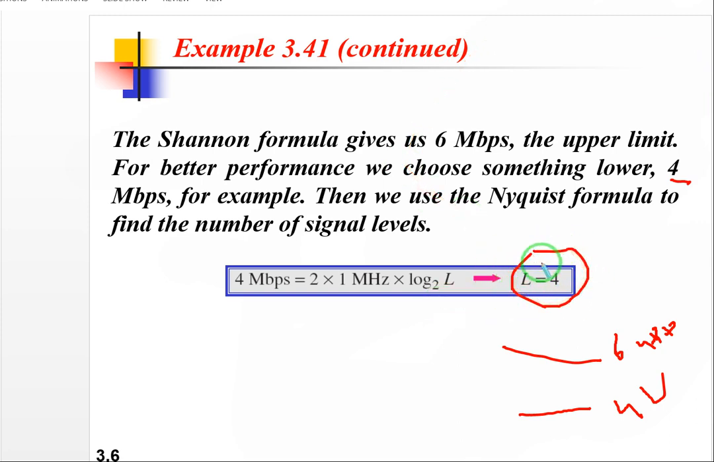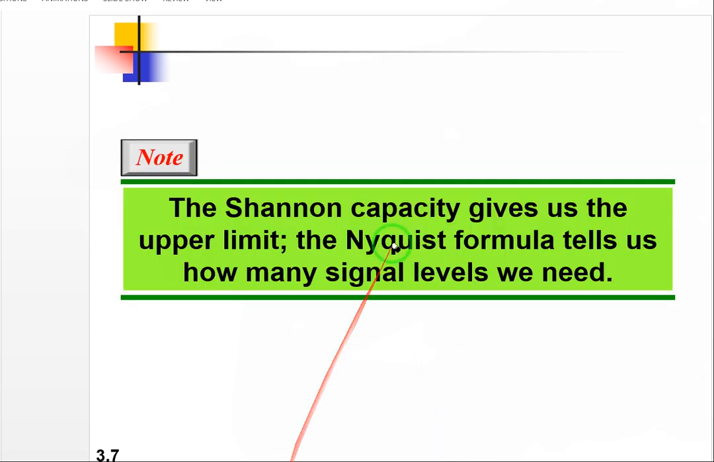Now the more important thing I want to tell you is that the Shannon capacity gives us the upper limit, and the Nyquist formula tells us how many signal levels we need. So just keep in mind that Shannon tells about the upper limit and Nyquist tells about the number of levels.